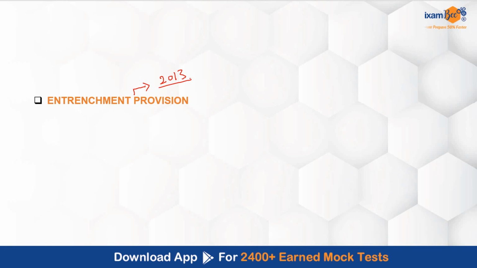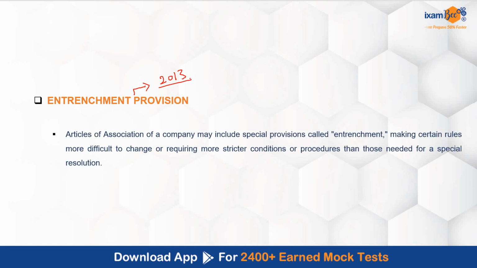Now, if we talk about what this entrenchment provision is, we can say that basically in the Articles of Association of a company, there could be included certain special provisions which will be termed as entrenchment. And this entrenchment provision will be making certain rules in the Articles of Association of a company more difficult to change, or it will require more stringent conditions or procedures than those which are needed for a special resolution. Okay. So ये हमारा entrenchment provision है as it has been provided under the Companies Act. There is no definition being provided, but through section 5 subsection 3 you can understand what entrenchment basically means.